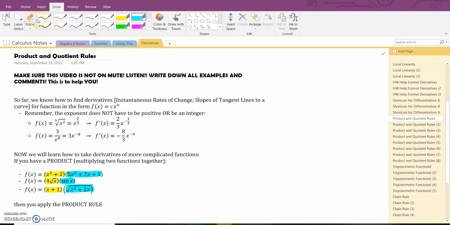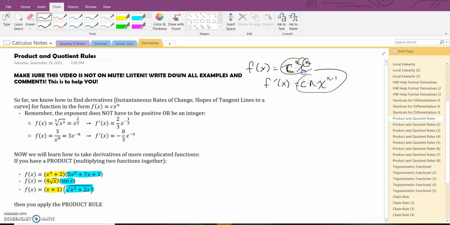Hi everybody, this is our video on product and quotient rule. So if you remember, one of the ways that you know how to do the derivative, if you have c x^n, where c is just a constant, and you know the shortcut, which is just a constant goes along for the ride, you bring the exponent down, and then you take the exponent, subtract 1, and this is the derivative of your basic form of your function here.